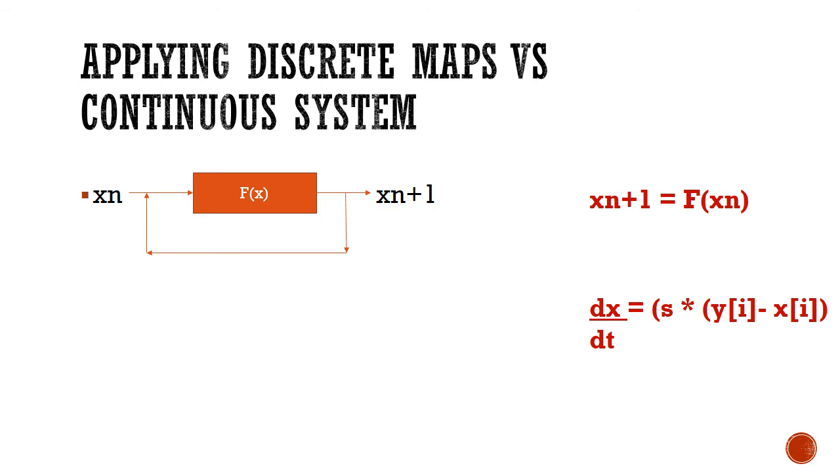Next is the continuous system, which is defined by dx/dt. That is, it gives the rate of displacement of a point x with respect to time. So this gives the velocity of the trajectory of the system. Here we can see the first equation of the Lorenz system, dx/dt is equal to s times (y[i] minus x[i]), where s is the control parameter.